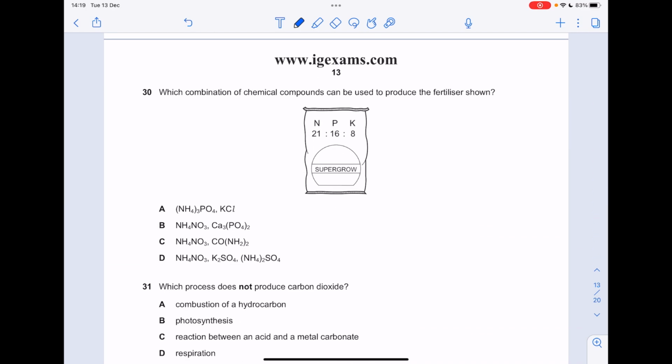Which combination of chemical compounds can be used to produce the fertilizers shown? NPK stands for nitrogen, phosphorus, potassium. Use your periodic table to help you identify these elements. So you're looking at these 4 options to see which one contains the elements we need. We need A.